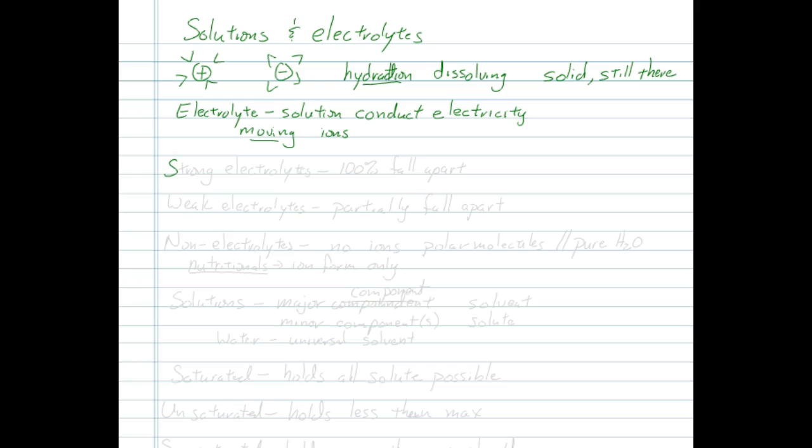You have strong electrolytes. Strong electrolytes completely ionize or fall apart 100%, like strong acids and strong bases, like we talked about before. So strong electrolytes 100% fall apart. Strong acids and strong bases are those.